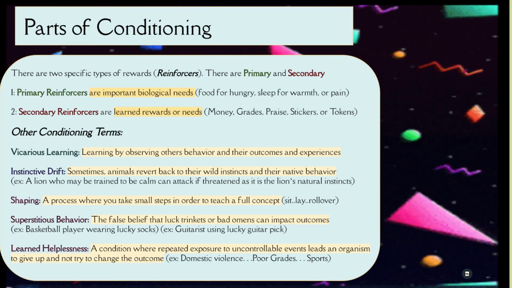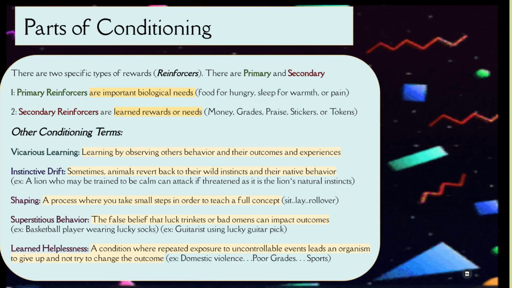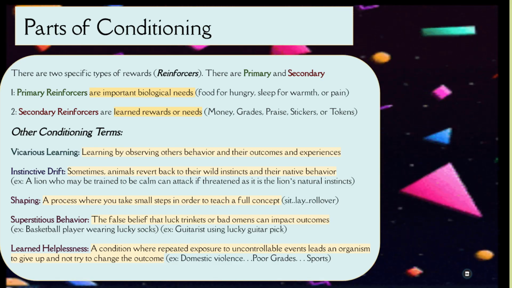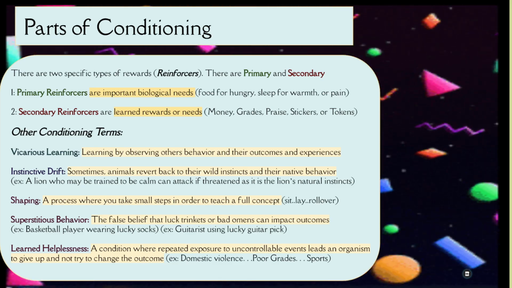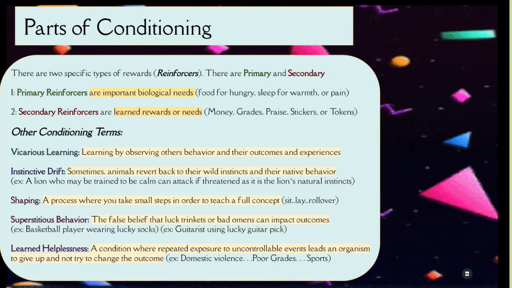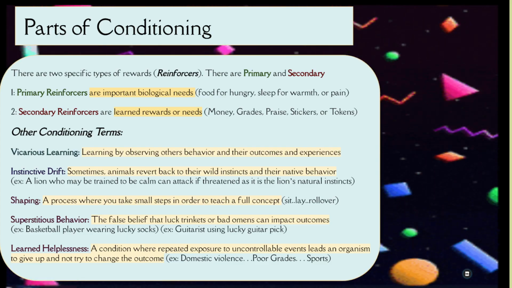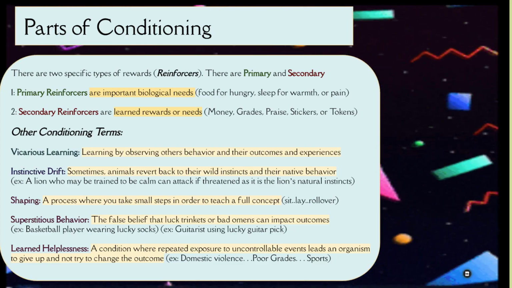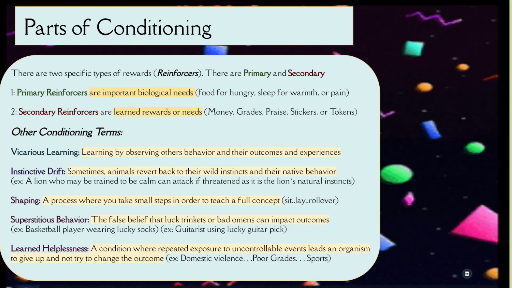We have 2 types of these reward reinforcers. Primary, which are ones that we're biologically needing in life, things like food, hunger, sleep, and warmth. And secondary, things that we've learned to need in life. Things like money, grades, praise, stickers, and tokens. You need to have some learned knowledge when it comes to these secondary rewards, but primary ones are something biologically that we have to have.